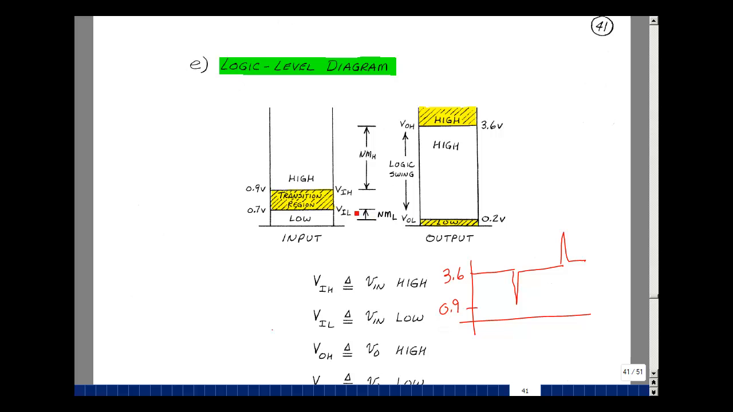There's also a problem on the low end. Suppose this is my output of a logic gate and it's feeding another one. How much room do I have for noise here? Let's put some numbers on it. I'm sitting at 0.2 volts, and now I get a pulse of noise, but that pulse can't take me any higher than 0.7 volts. If it does, then I get into the transition region and don't know what the output's going to do. Noise margin low is only 0.5 volts. Of these two numbers, the smaller one is what you have to worry about.